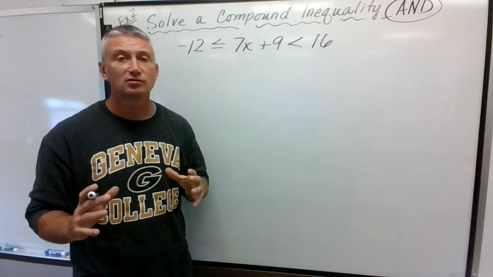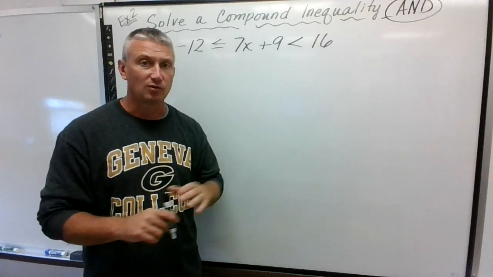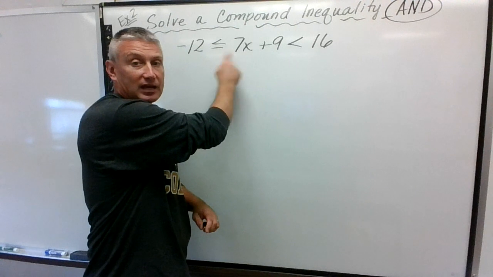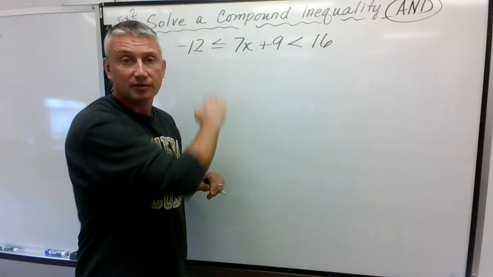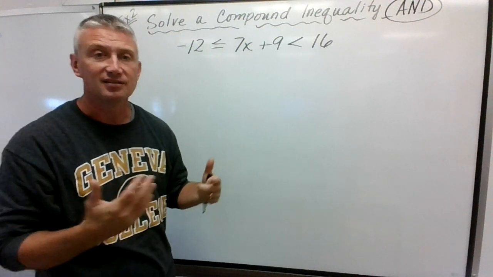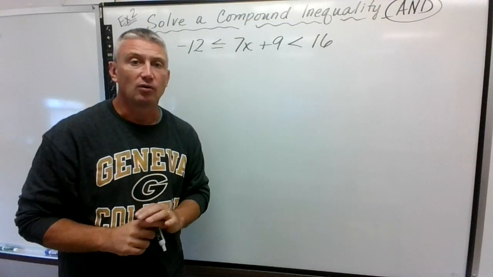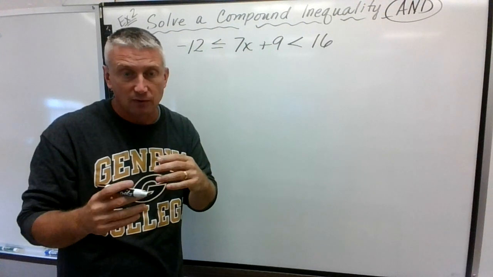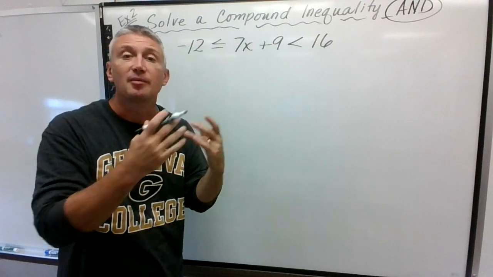Now notice this one looks a little weird. If you remember from lesson one, we had an x that we were able to put in the center, and then we had our two symbols, and then we had our two numbers. So when you see this written, it indicates to you that this is an and compound inequality, which means whatever x value we put in for this one, it's got to satisfy both.